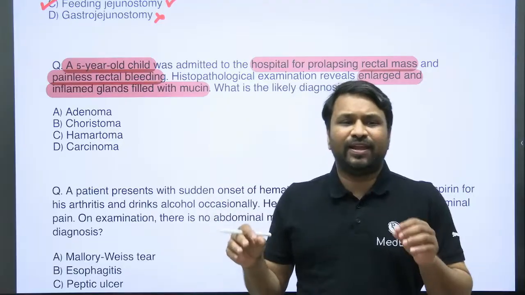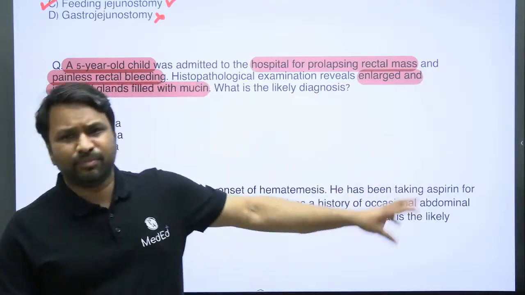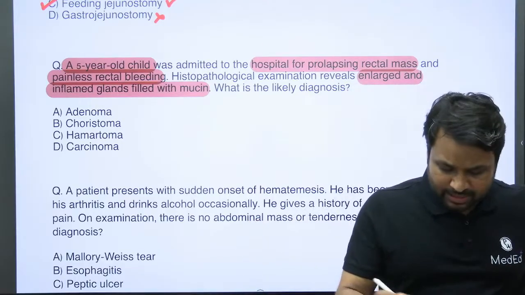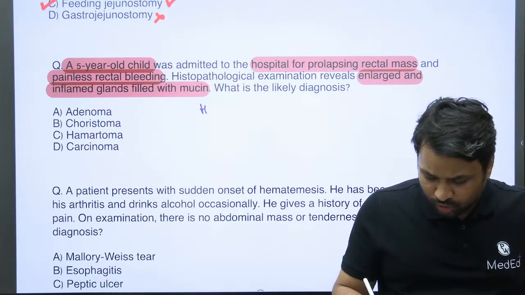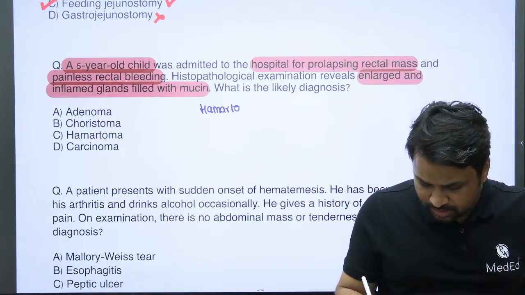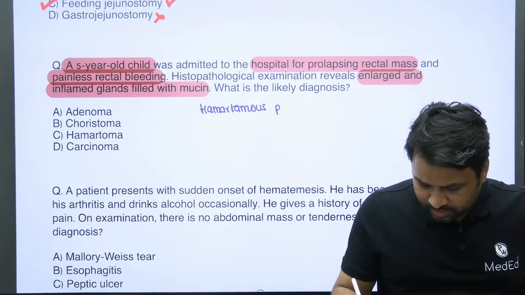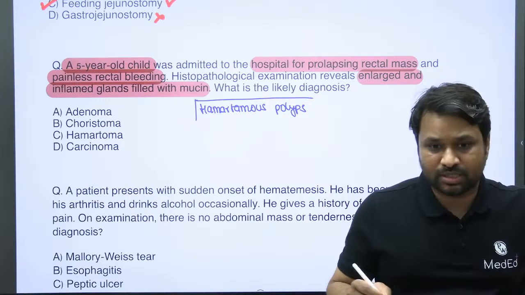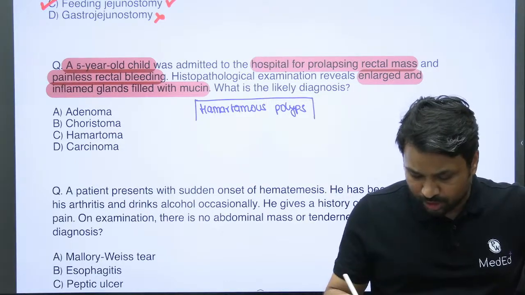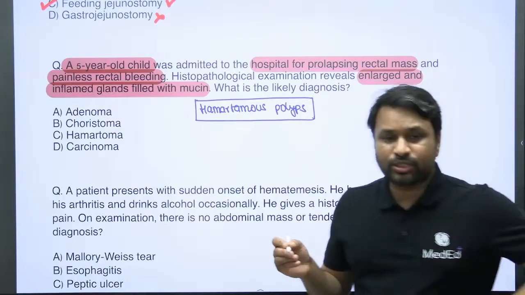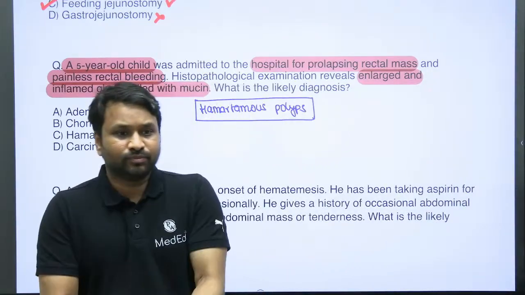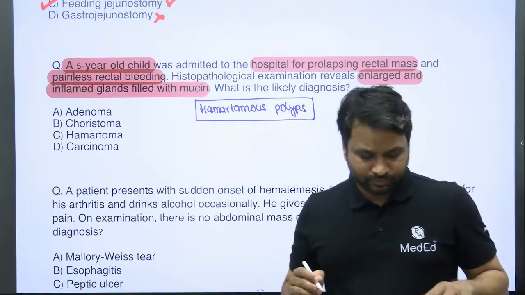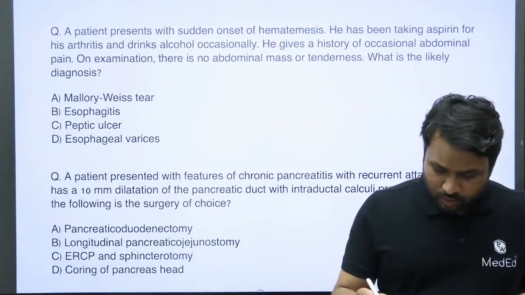So when you have enlarged inflamed glands filled with mucin, they are basically indicating polyps, and those polyps, absolutely correct, Abhijit. These are the histological findings of the hamartomatous polyps. These are basically hamartomatous polyps. Do not call it a hamartoma, right? They are hamartomatous polyps. ठीक है? देखो choristoma और hamartoma में फर्क है ना, right? So these are basically hamartomatous polyps. ठीक है? चलो. Now going on to the next question.